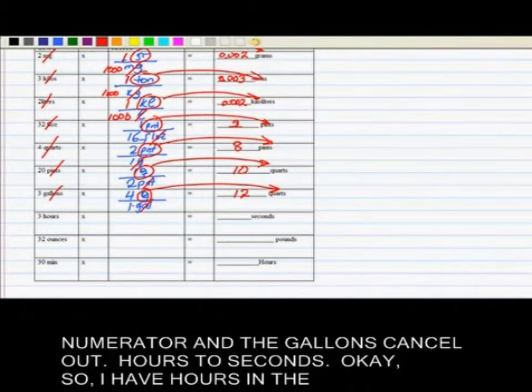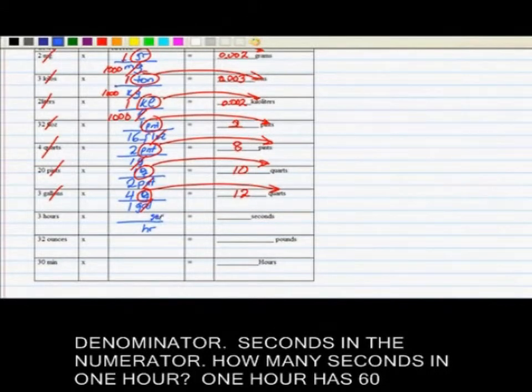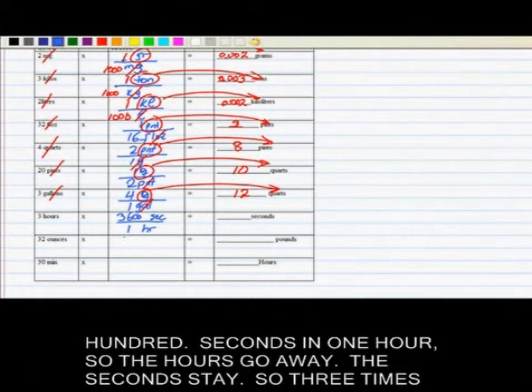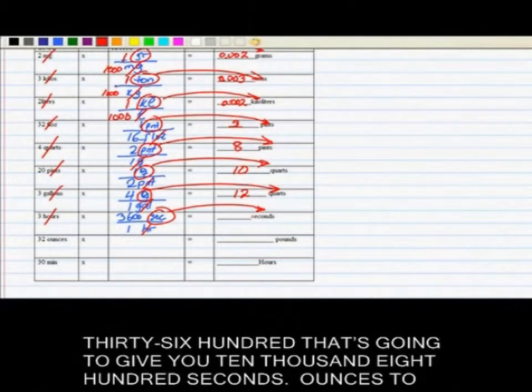Hours to seconds. Okay, so I have hours in the denominator, seconds in the numerator. How many seconds in 1 hour? 1 hour has 60 minutes. 1 minute has 60 seconds. So we are talking about 60 times 60, 3,600 seconds in 1 hour. So the hours go away, the seconds stay. So 3 times 3,600, that's going to give you 10,800 seconds.